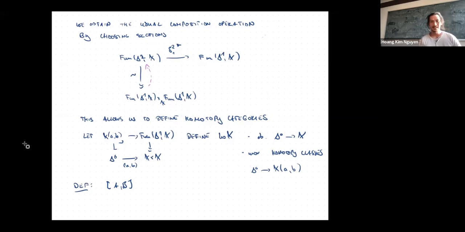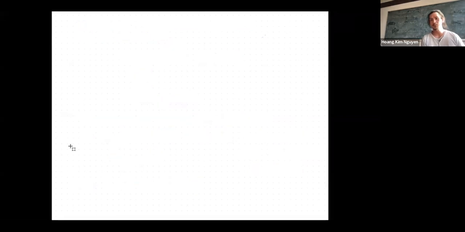Okay, so not quite there yet, but we can at least define something like a two-category from E by taking the homotopy category of the internal hom, right? And yes. Then moving on, we can define groupoids.